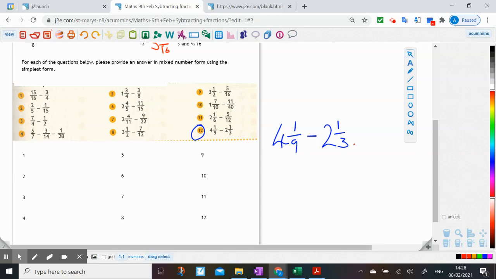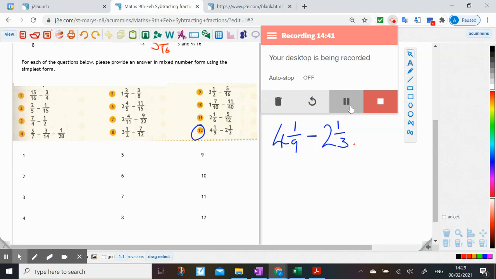So what I'd like you to do, pause the video, try your best now to make the denominators the same. If the fraction you're subtracting is larger, convert to improper, like we just did in the previous example, and then subtract, and then convert back to mixed number, and then see if there's any way of simplifying it. So go ahead and pause the video now to try that question yourself, and then I'll go through the answer with you.